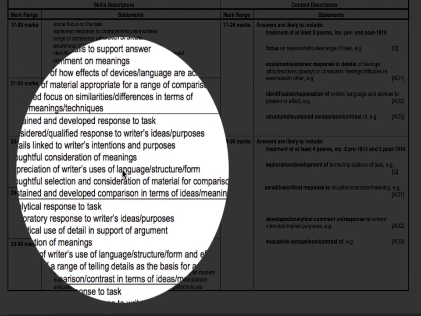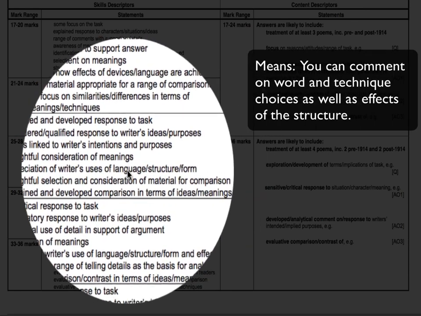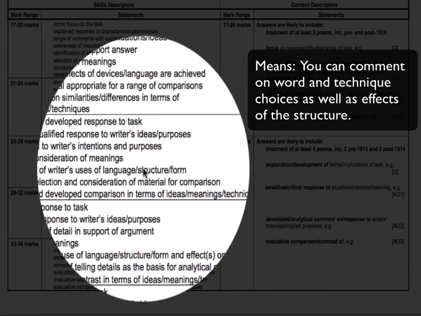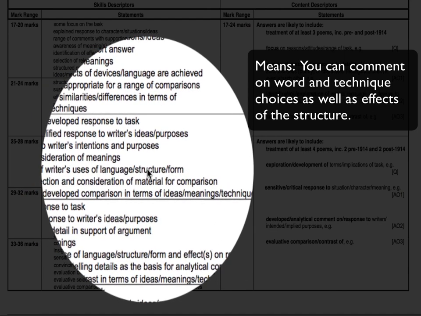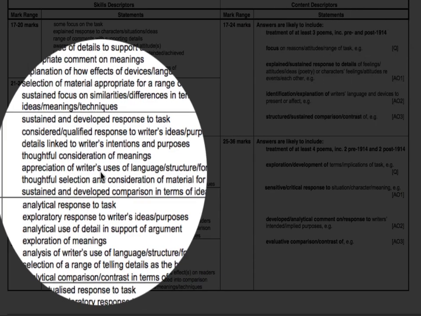Appreciation of the writer's use of language, structure and form. So basically you look at the words they used and the techniques they used and say why they used them. You can look at the shape of the poem and how it's set out in the form and say why that was particularly relevant for this type of poem.